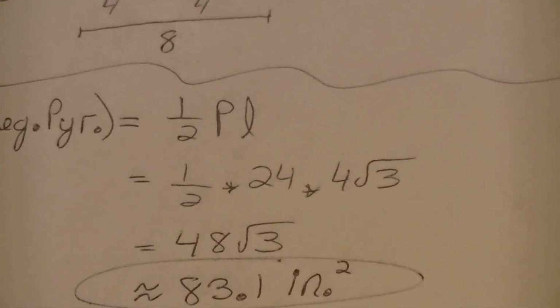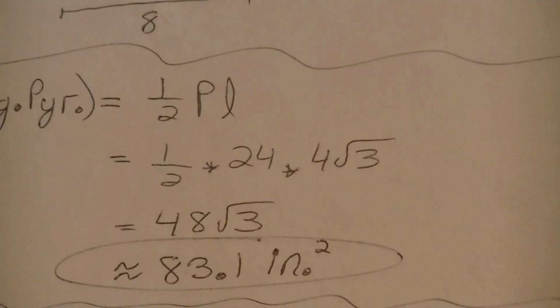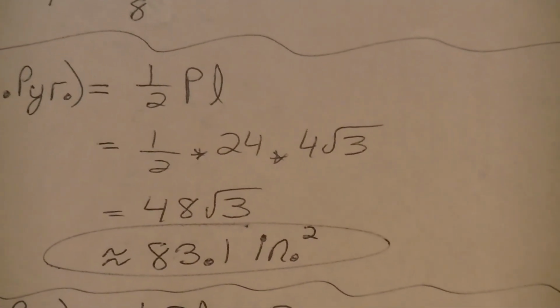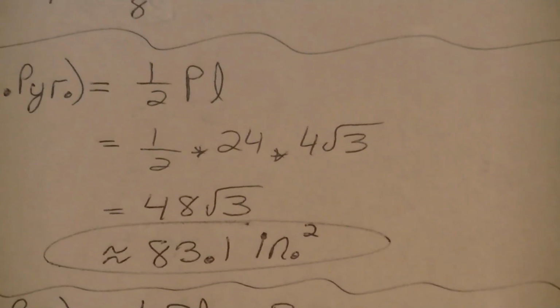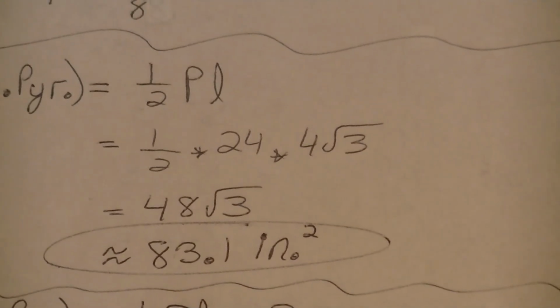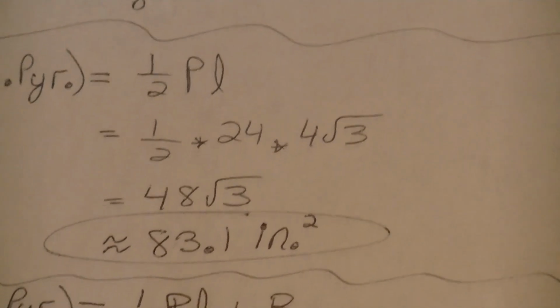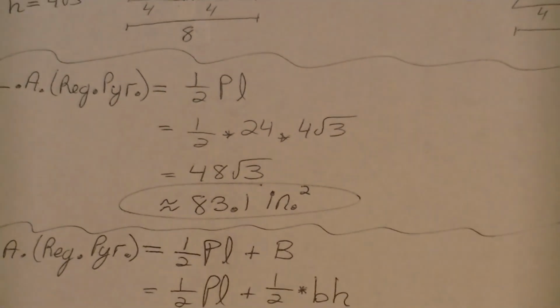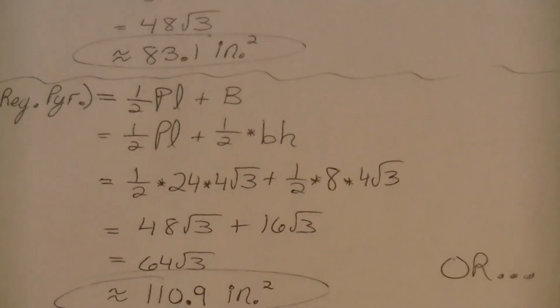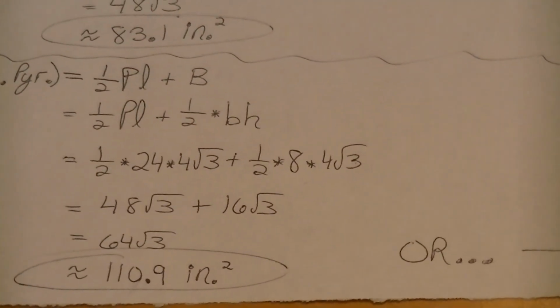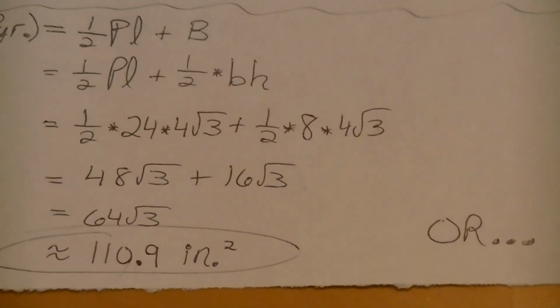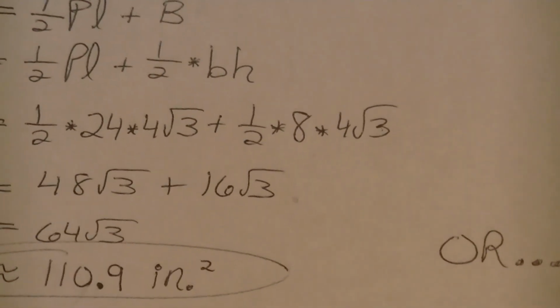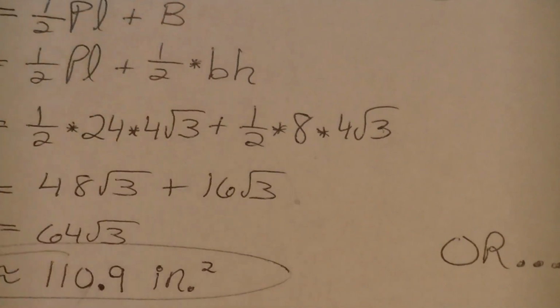All right, so if I'm doing 1/2 PL, the perimeter of one of those triangles is 8 plus 8 plus 8, 24. The slant height we saw is 4√3. Half times 24 times 4 is 48, so 48√3 is 83.1 inches squared. Surface area is going to be all of that plus the area of the triangle on the bottom. Now again, this is the hard way to do this one. There is a better way coming up. I'm hoping some of you did it the better way. Not better, but faster. 1/2 PL plus B.